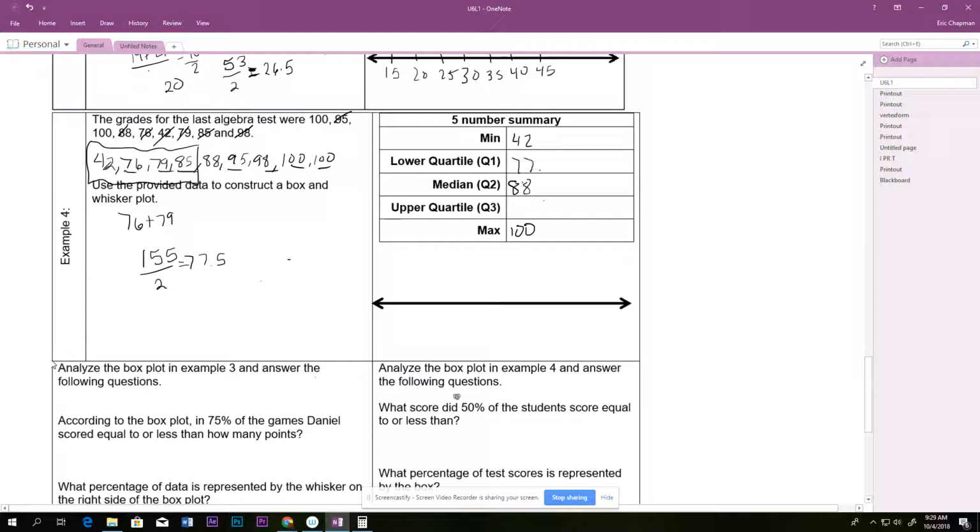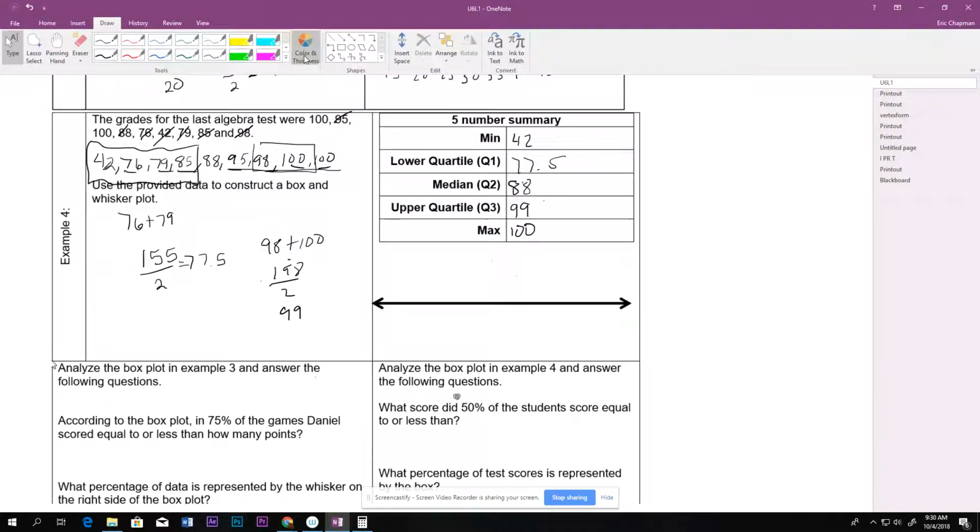So we get 77.5. And then we have our upper quartile, which is between 98 and 100. So 98 plus 100 is 198, divided by 2 is 99. So our upper quartile is 99. All right, let's draw our box and whisker plot now. Let me fix my line here.